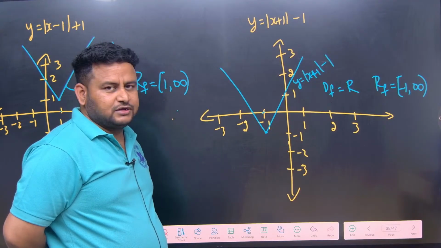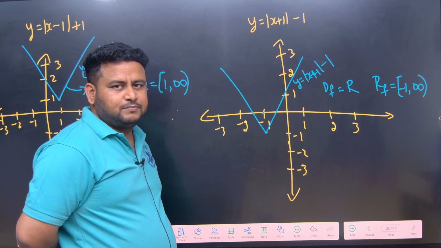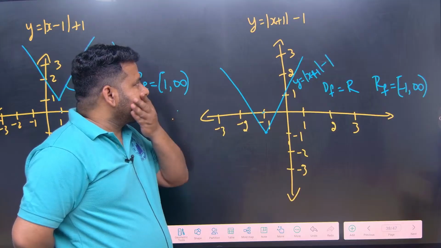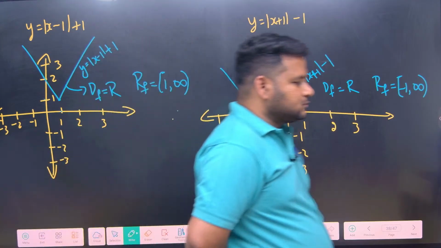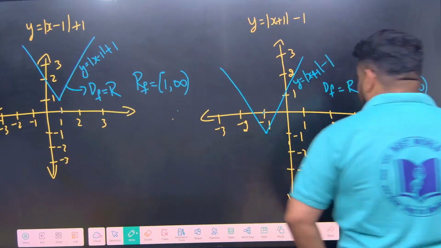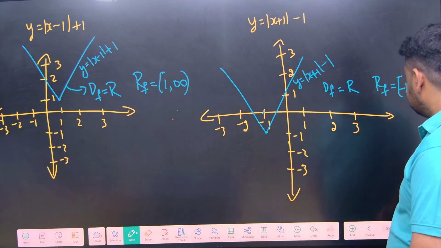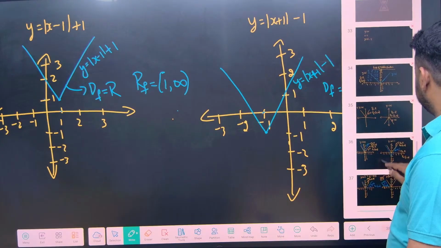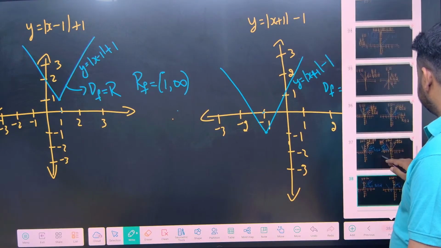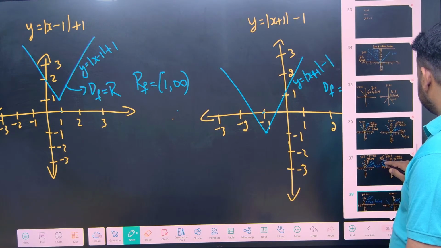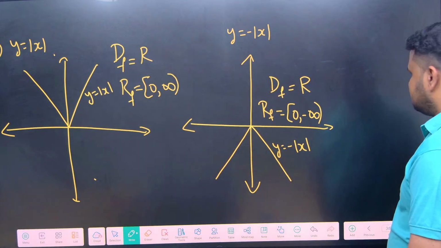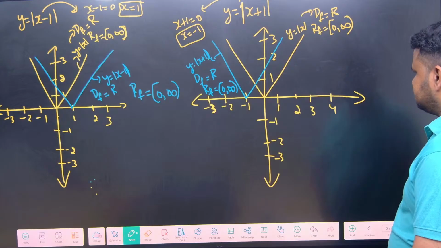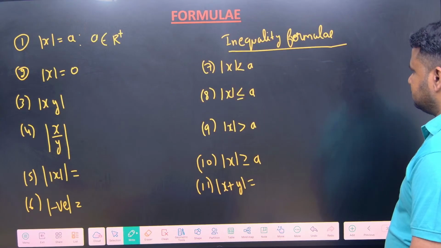This is how you will be doing it. Got it, everyone? Range and domain of these various types of graphs. So till now, how many graphs have we learned? 1, 2, 3, 4, 5, 6, 7, 8. Eight graphs we have learned.